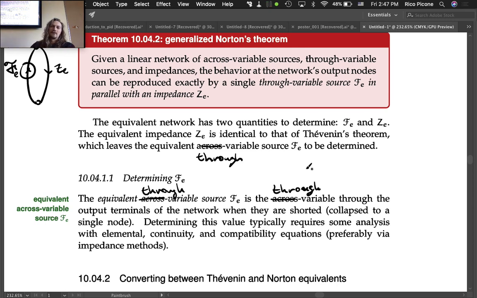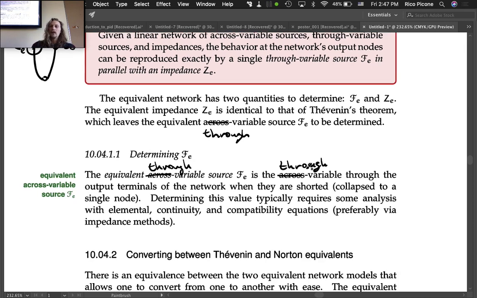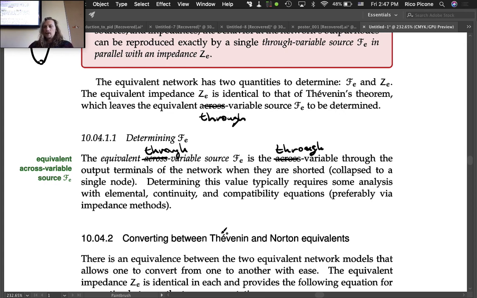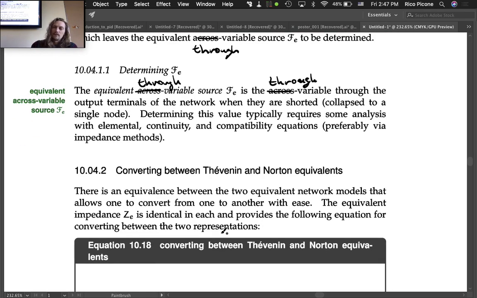So the equivalent through variable source, FE, is the through variable through the output terminals of the network when those output terminals are shorted or collapsed to a single node. Determining this value typically requires some analysis with elemental continuity and compatibility equations, preferably using impedance methods.